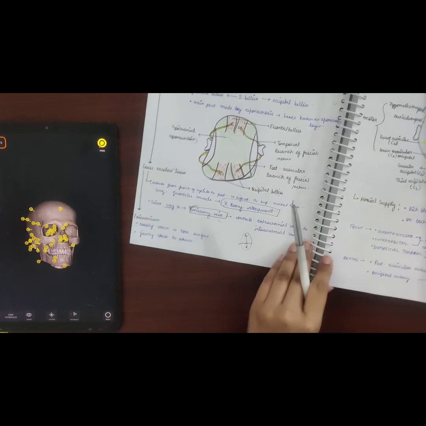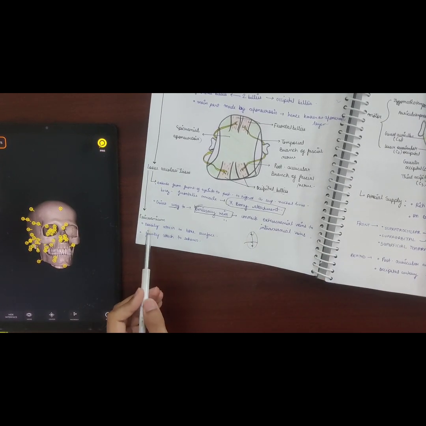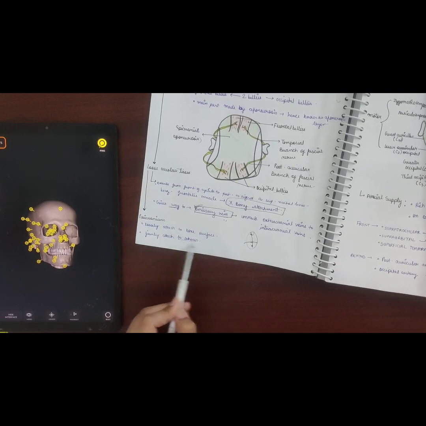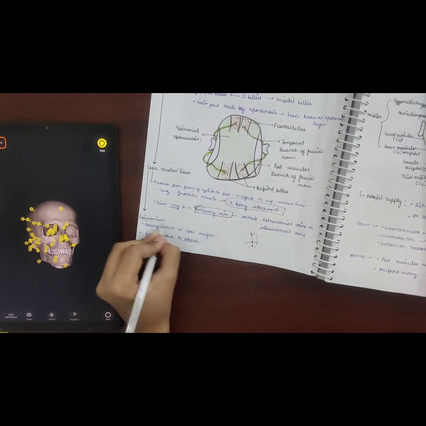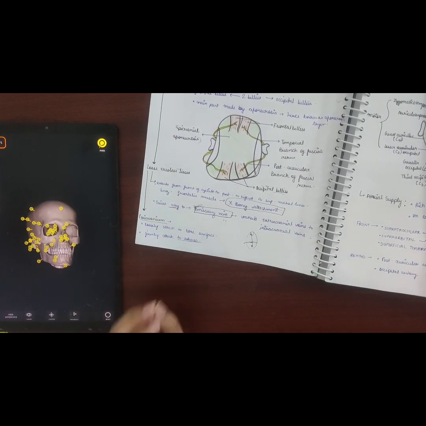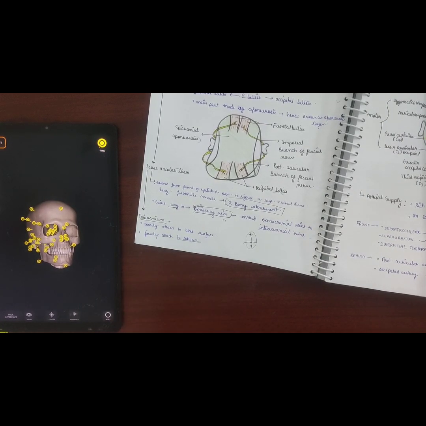Then we have the pericranium. Pericranium is loosely attached to the bone surface and firmly attached to the sutures. Pericranium is basically the periosteum only. It is the outermost covering of the bone, right? And it is loosely connected to the bone surface.